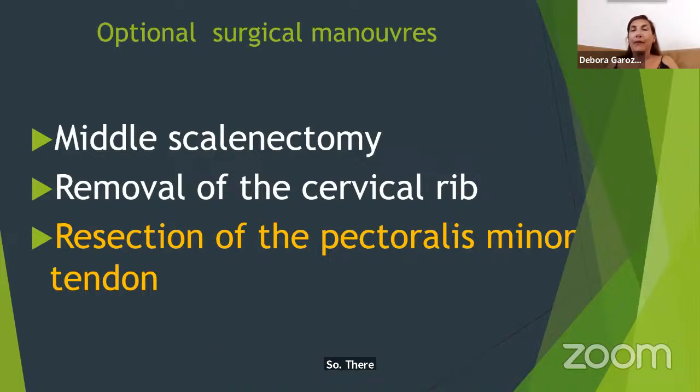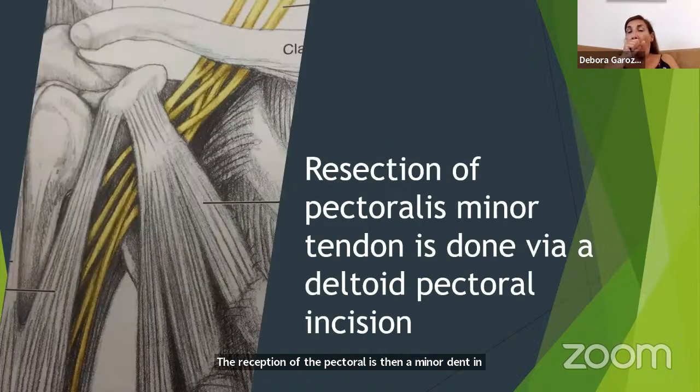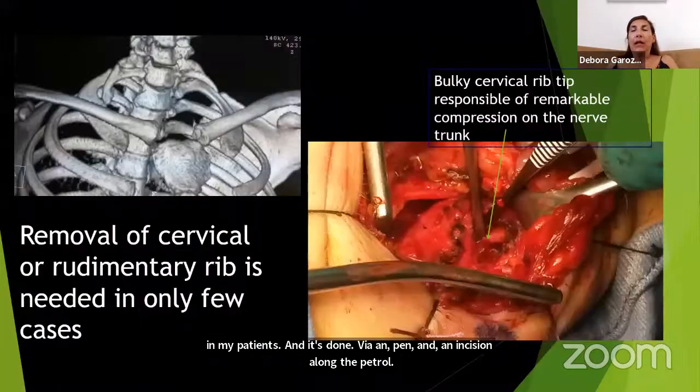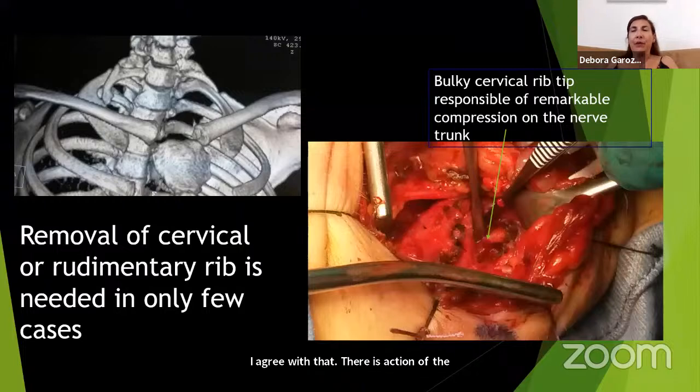There are also some other surgical maneuvers which might be considered optional. The resection of the pectoralis minor tendon is something that I do quite often, especially in male patients, and it's done via an incision along the deltopectoral groove. The resection of the cervical rib is something which, in my experience, is actually not regularly needed. Very few cases.